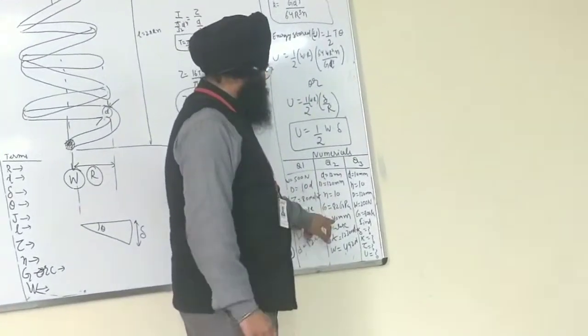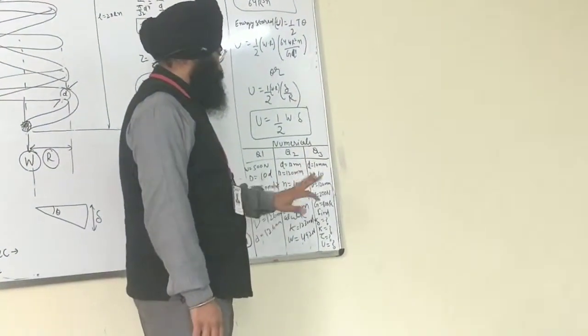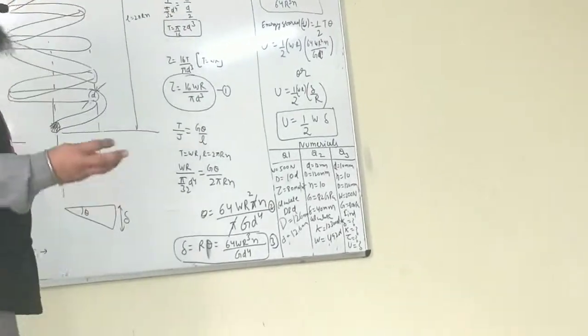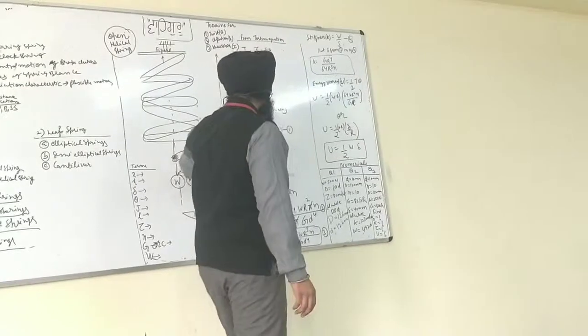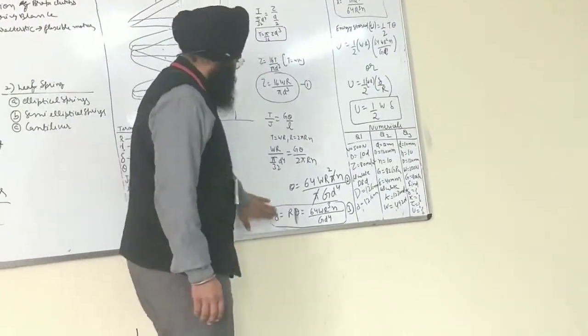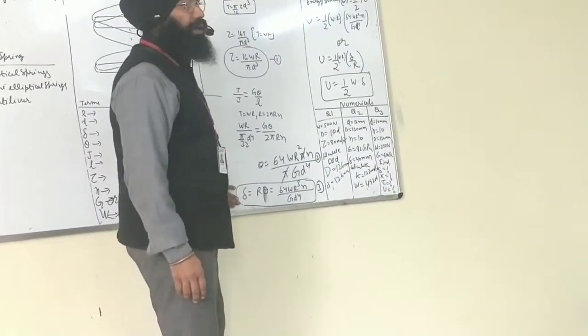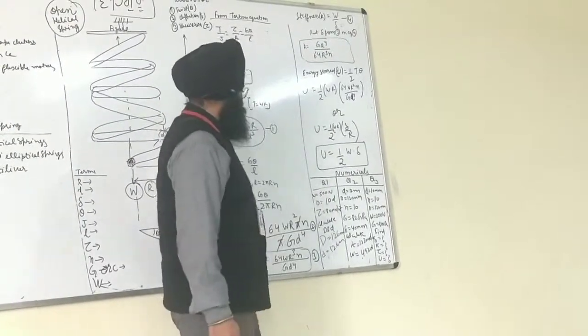Your G value, the modulus of rigidity, is given to you, and deflection is given to you. You have to calculate K and W. For K, you have one relationship. For W, you also have one relationship, this one, because deflection is given. So you use these 2 relationships to calculate.